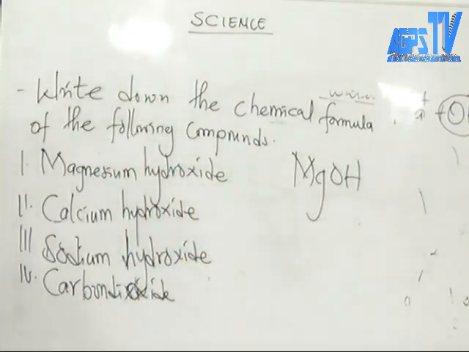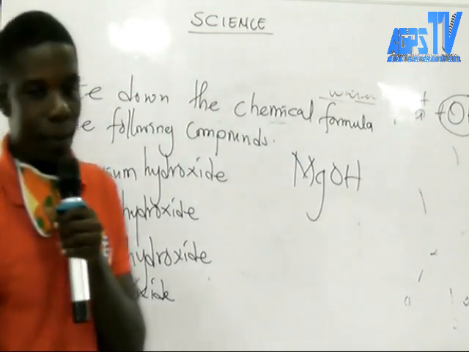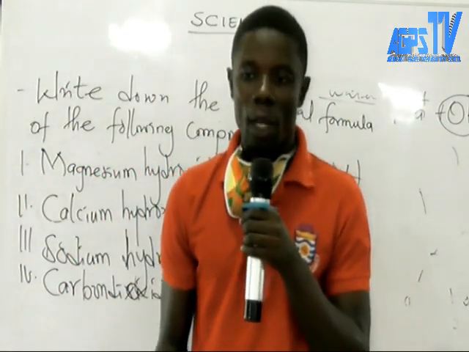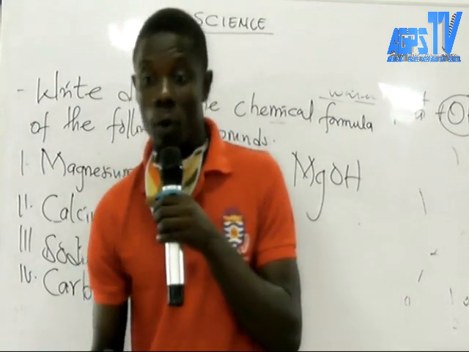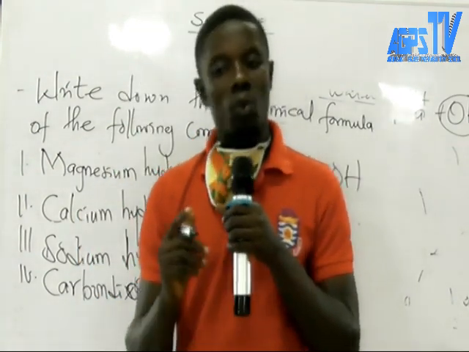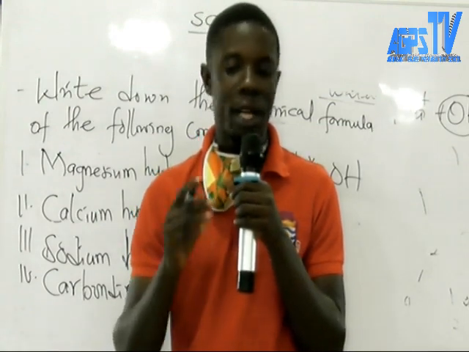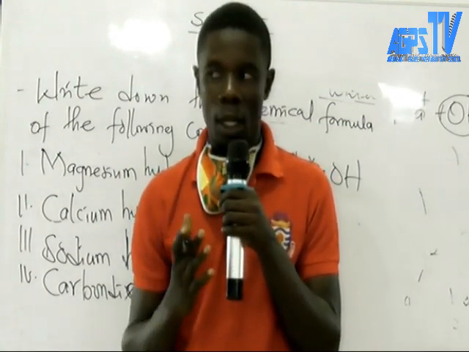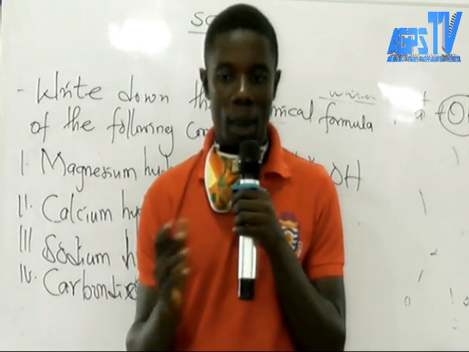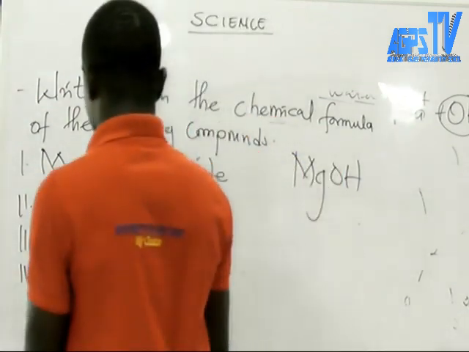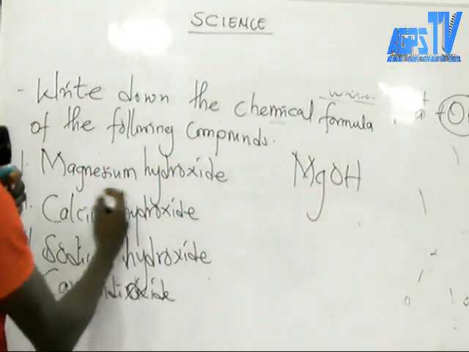MgOH, you are wrong. Before you write down any chemical formula, you have to know their valences. This one is very important. I want you to take note of that. Now, look at the first one: magnesium hydroxide.